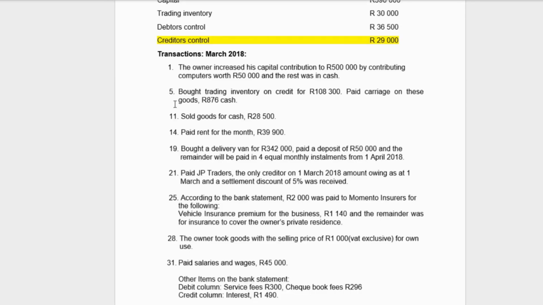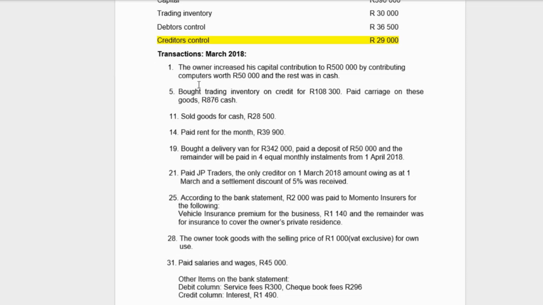So transaction number 2 that happened on the 5th of March says you bought trading inventory on credit for 108,300, and you also paid carriage on these goods. So there are 2 transactions here: buying the inventory on credit, and paying carriage for those goods at 876. So we are going to separate these transactions, right? How do we record these transactions?